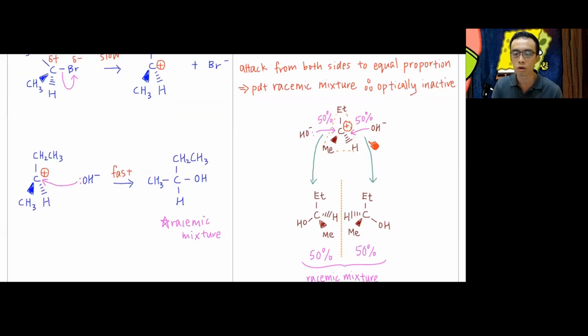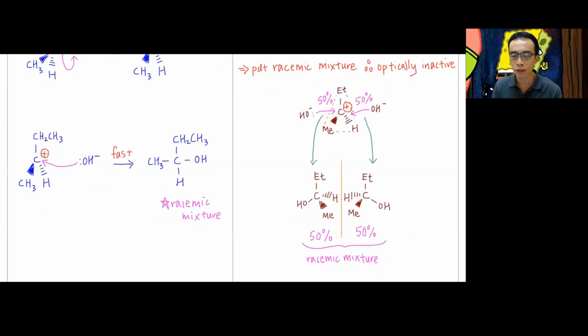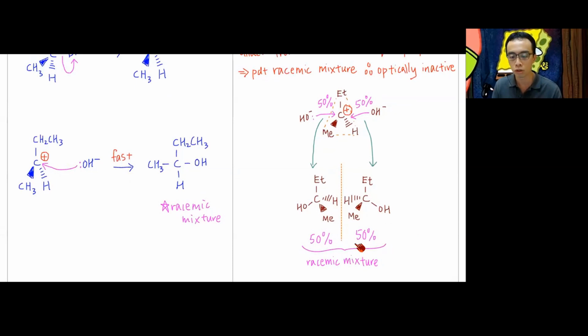Now, if the OH minus attacks from the right-hand side, this is the product that we will get. OH minus is on the right, ethyl group is on top, methyl group towards you, hydrogen away from you. So this is the product that I'll end up getting. 50% chance of coming in from the right-hand side, so you form 50% of this as the product. Of course, we notice that these two guys are mirror images of each other, so they're optical isomers of each other, correct? And if they're optical isomers of each other, and you have 50%, 50% of this guy, they will cancel out each other's optical activity. So we call this mixture a racemic mixture. A racemic mixture is optically inactive, cannot rotate plane polarized light.